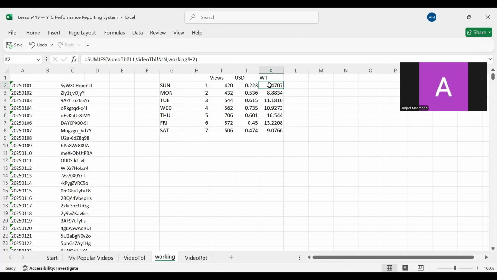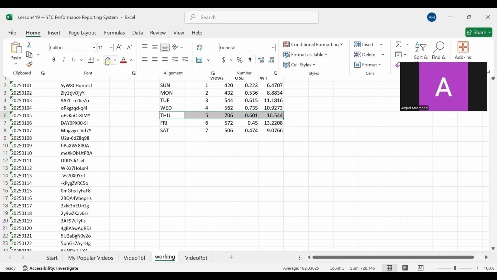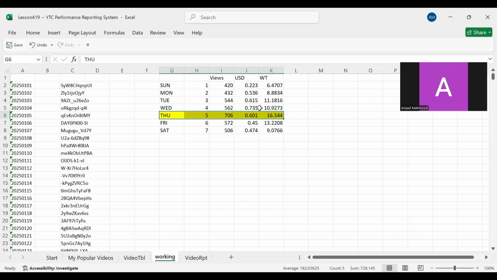And how about the watch time? The watch time still matches. It's like 16.54 hours, which is also on Thursday. So this is the winner of the week, right? This is the winner of the week. So Thursday is the day on which we should focus.